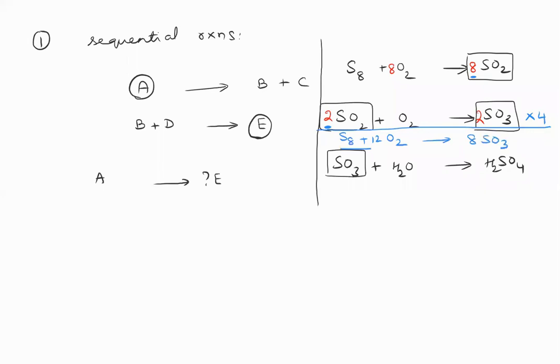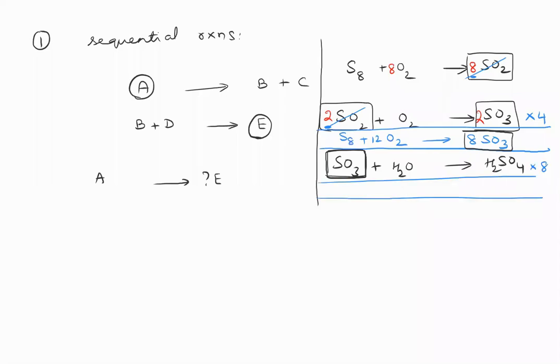That's your net reaction. If you multiply by 4 and add, your SO2 gets eliminated. But still you have SO3 in the picture. That is also your next common substance, SO3 here and SO3 here. In order to eliminate SO3 this time, multiply the third reaction with 8 and add. Now, when you multiply with 8 and add, you get S8 plus 12O2 plus 8 water gives 8H2SO4. So this is your complete balanced equation, which directly relates S8 with H2SO4.